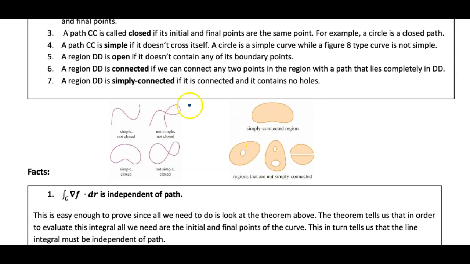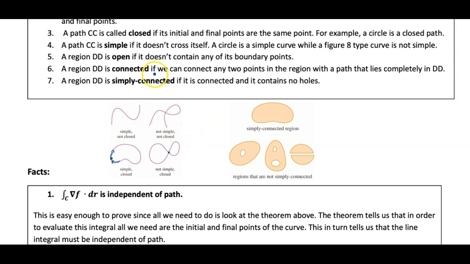Then we have a few more definitions. A path is called closed if its initial and final points are the same point. Let's look at this example. We have a simple closed region because we start at one point, go all the way around this region, and end up back at the same point. So this is closed. It's called simple if it doesn't cross itself. So we've got simple and not simple. This one crosses itself. It's called open if it doesn't contain any of its boundary points. So it's essentially open if it's not a closed region.